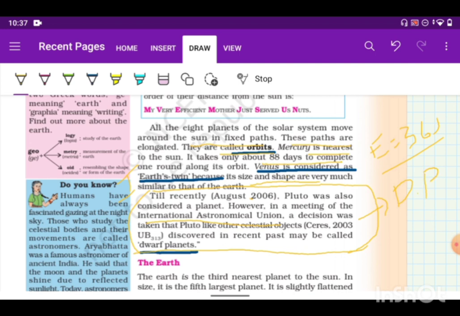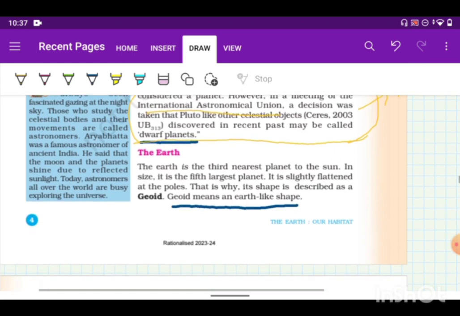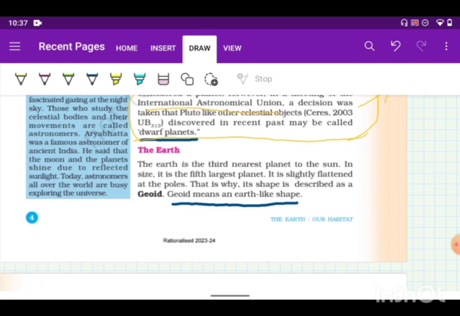Okay, it was considered as a dwarf planet. Let's talk about the Earth. So Earth is the third nearest planet to the sun. As we see in the picture, it is the third nearest planet to the sun, and it is the fifth largest planet when you compare all the planets.